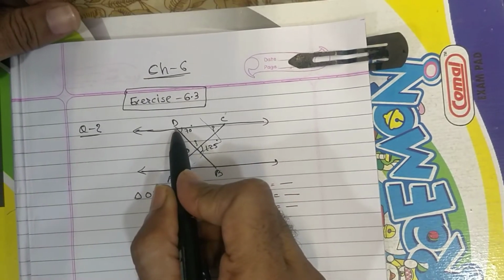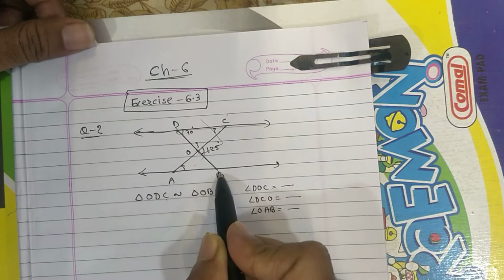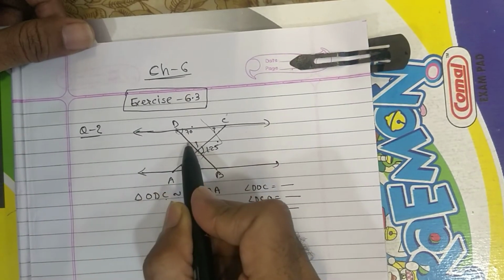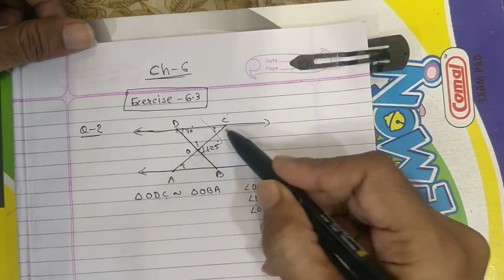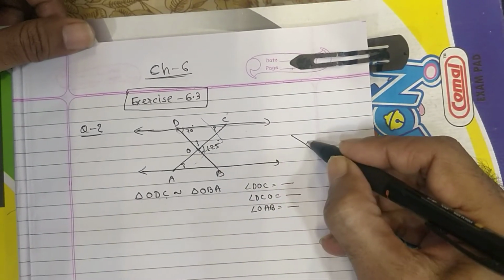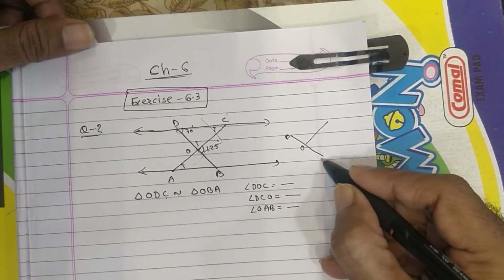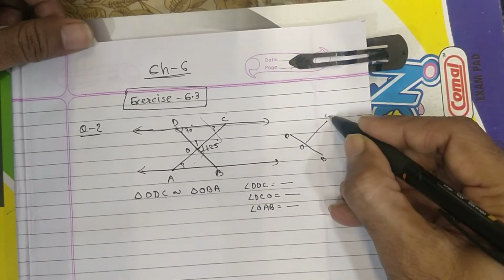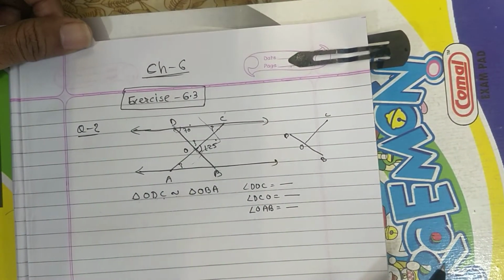Here very simple. DOB is a straight line. OC makes two parts. Here the figure is like this, DOB, and here it is C. So it's a symbol of T.